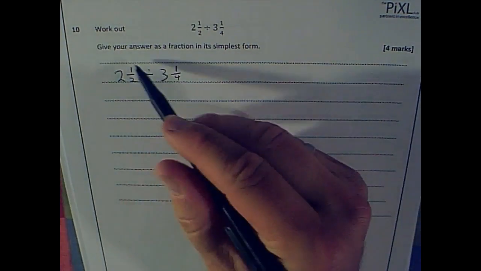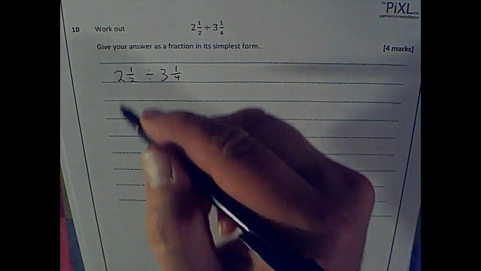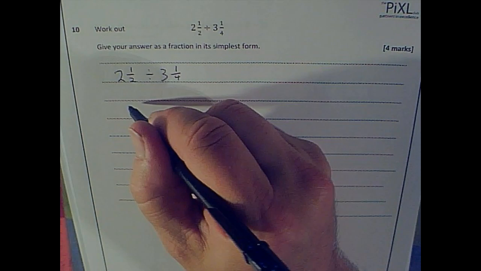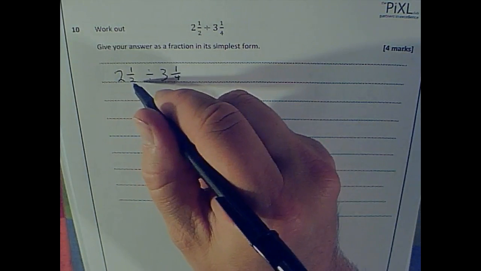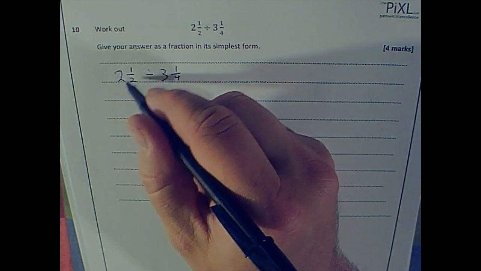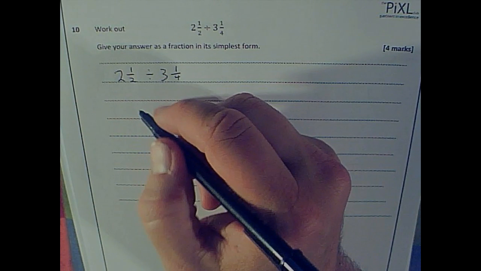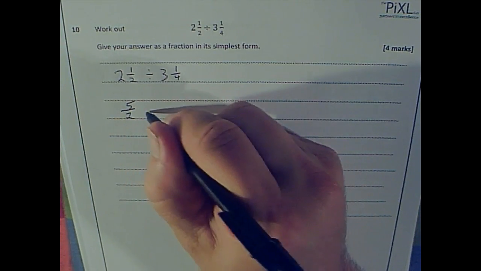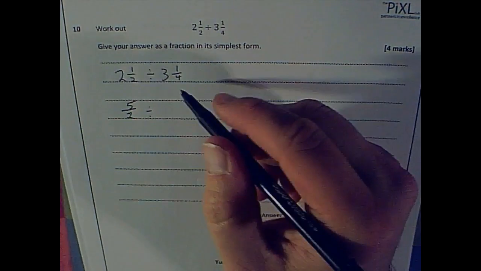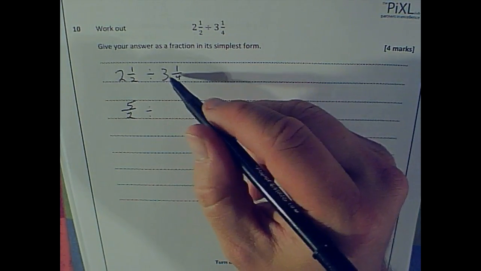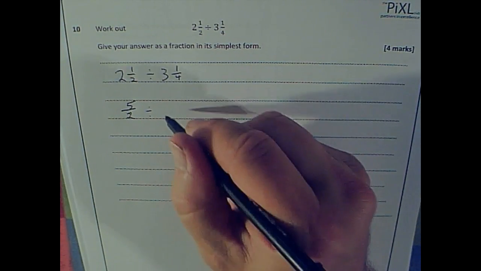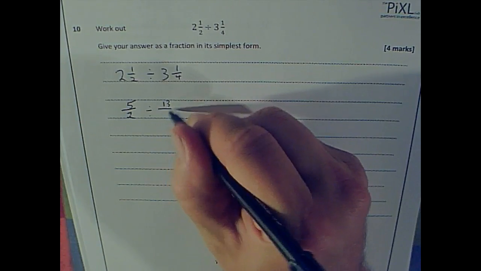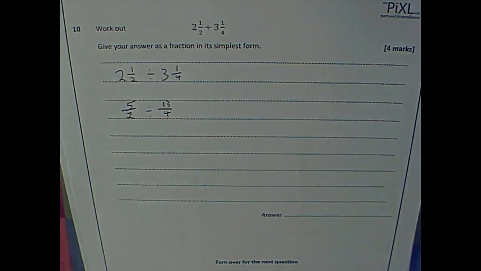So if I write this as an improper fraction, 2.5 is the same as, well, how many halves? Well, in 2 wholes there are 4 halves, and I've got another half there. So that's the same as 5 halves. And I'm going to be dividing that by how many quarters? Well, in 3 wholes there are 12 quarters, plus 1 more, 13 quarters. And you get a mark for that bit.